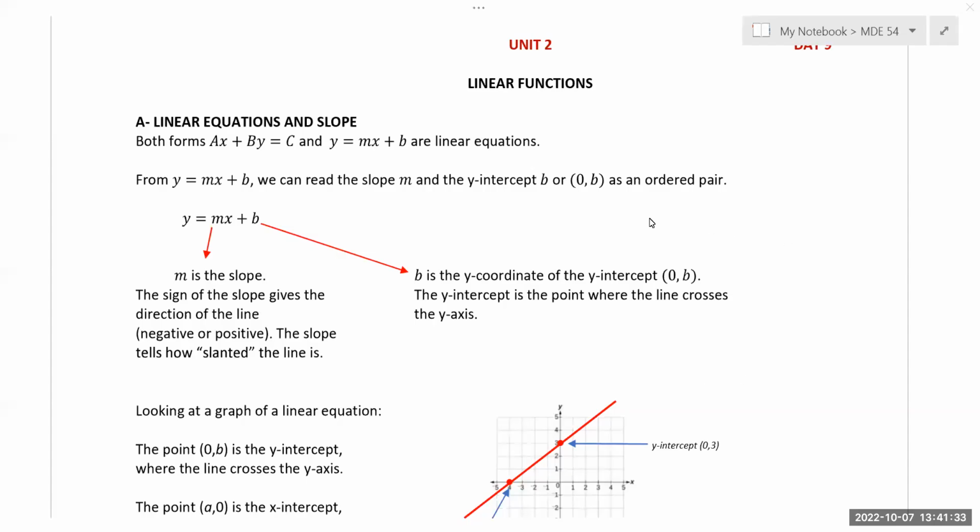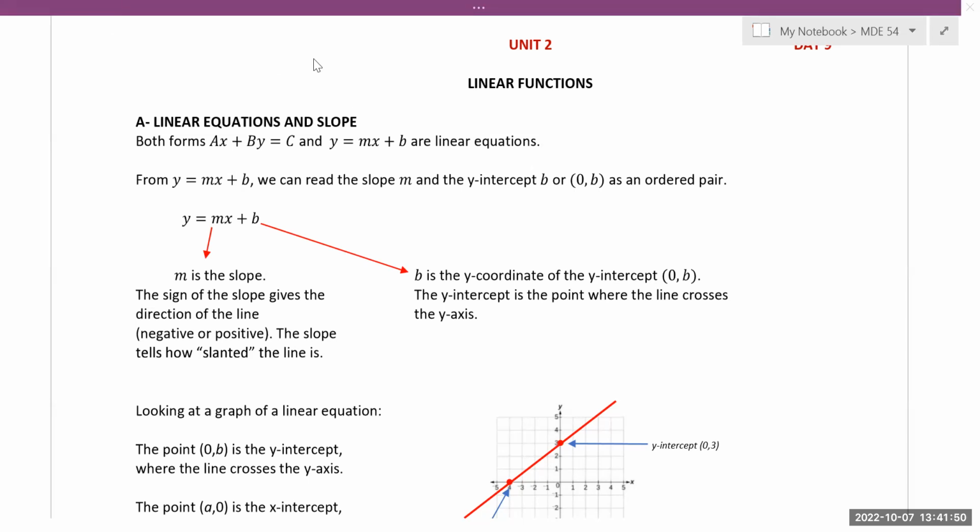Okay, so let's dive into linear functions. For linear equations and slope, we've got a standard form, ax plus by equals c. We can also rewrite it to y equals mx plus b. Both of these are forms of linear equations.